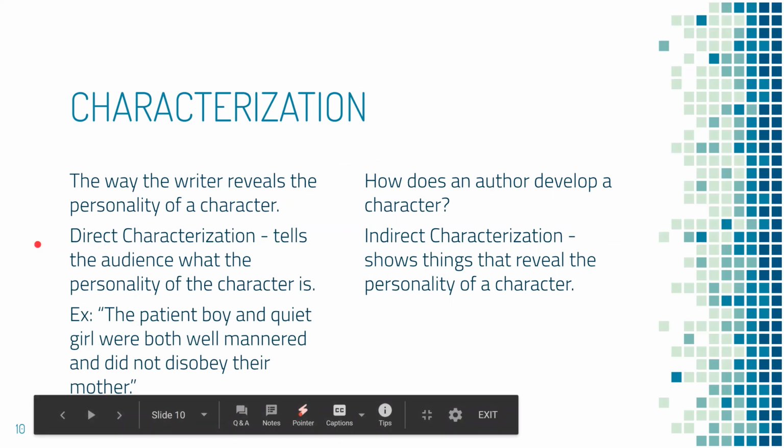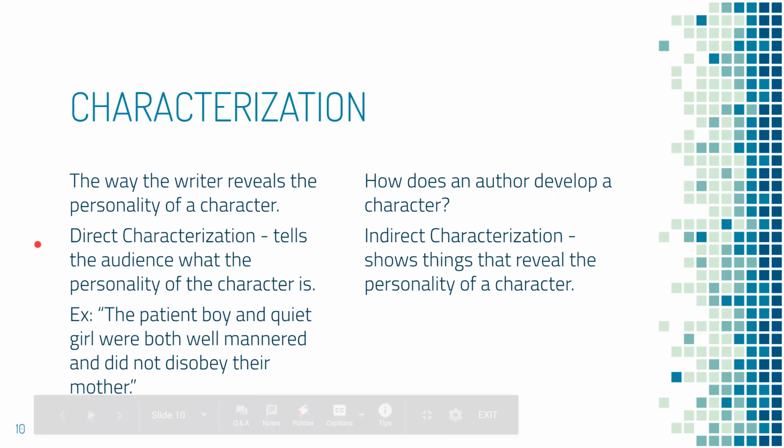Direct would be when the author tells the audience what the personality of the character is, just straight up tells you. So example, the patient boy and quiet girl were both well-mannered and did not disobey their mother. So first of all, we know they're patient, we know the girl's quiet, and we know they're well-mannered. So this is just simple characterization. Author is just straight, directly telling you.